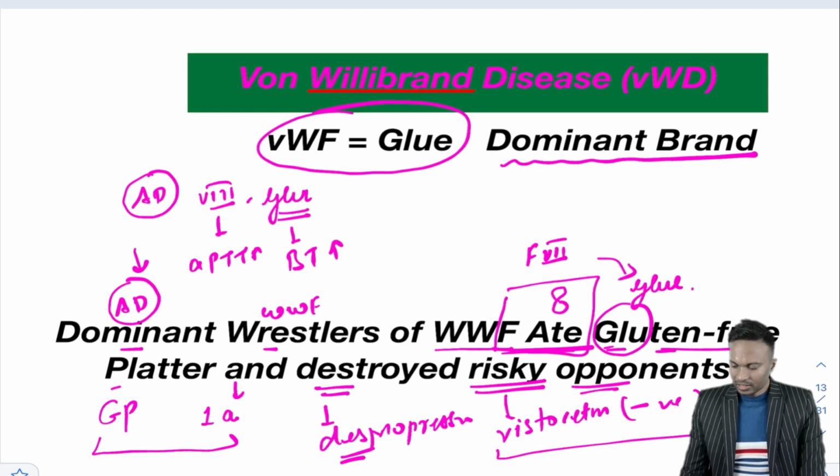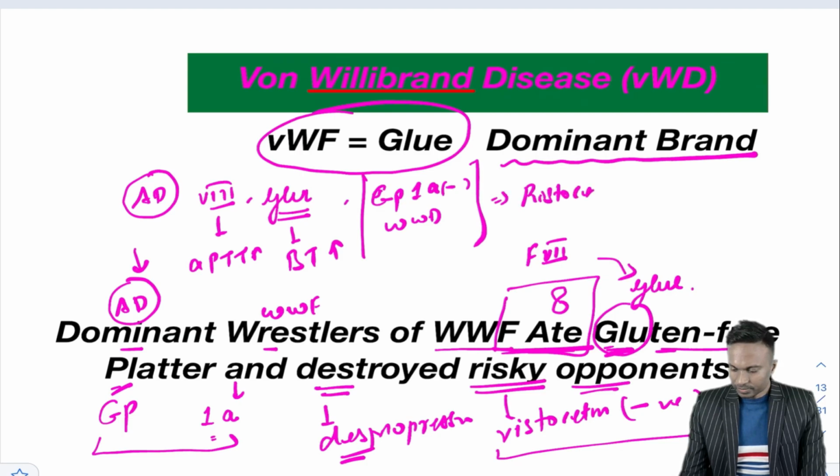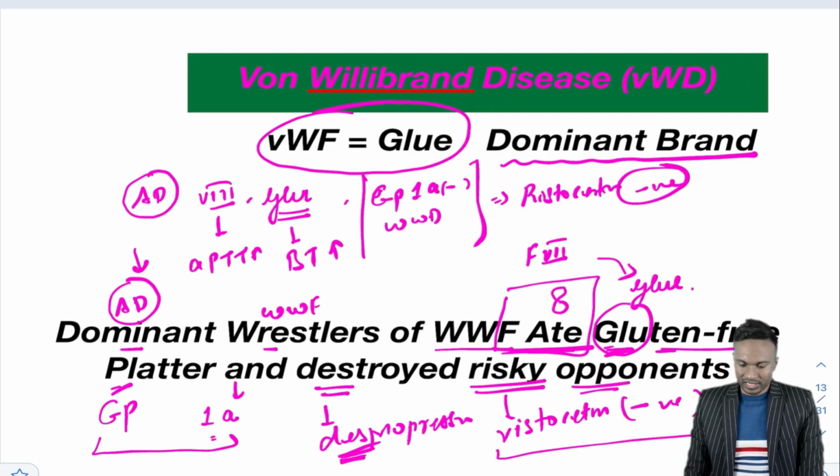Again factor 8, gluten-free platter, glycoprotein 1A. Glycoprotein 1A and von Willebrand disease, I mean Bernard-Soulier and von Willebrand disease, are related to the ristocetin negative test. And what is desmopressin? This is used in treatment of von Willebrand disease. So with the help of this mnemonic, you can memorize almost all things related to von Willebrand disease.